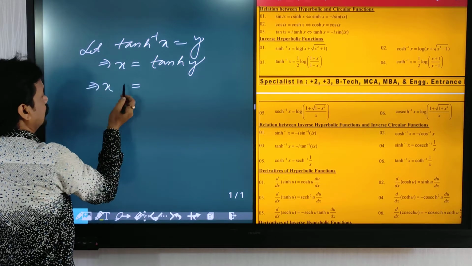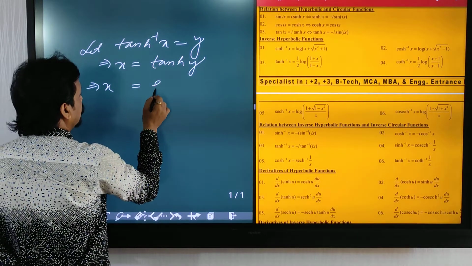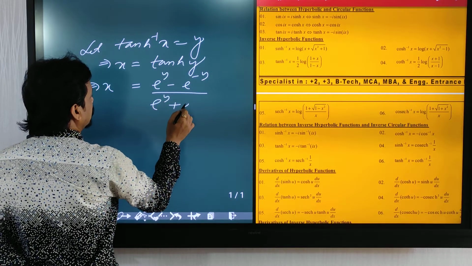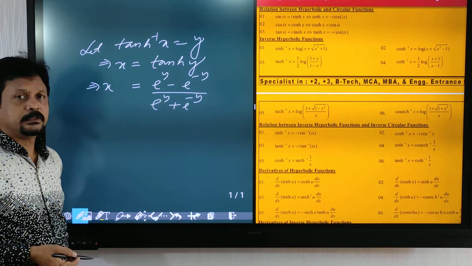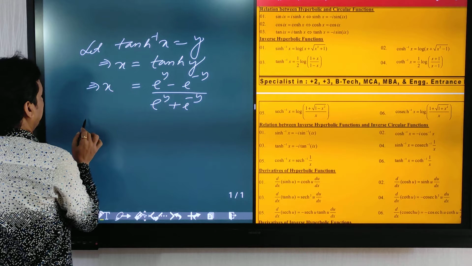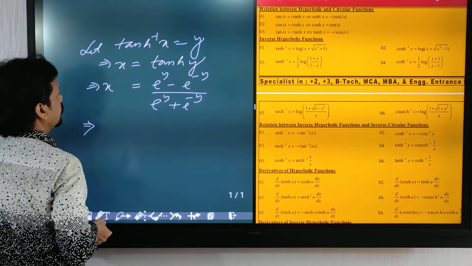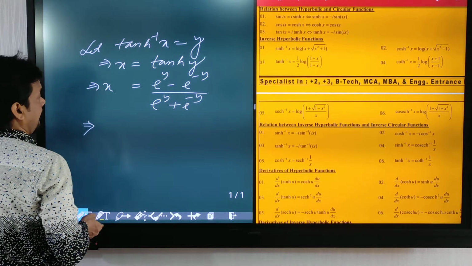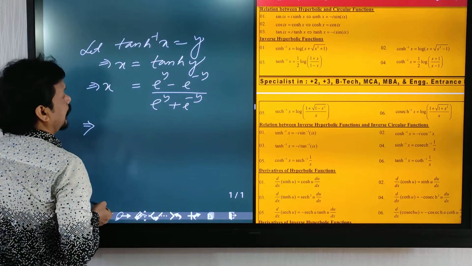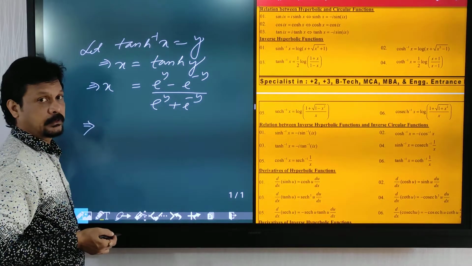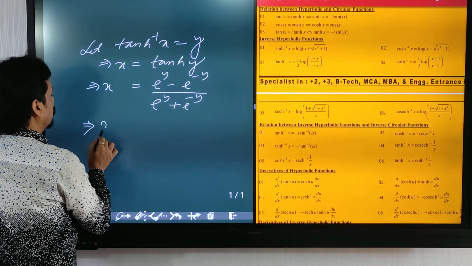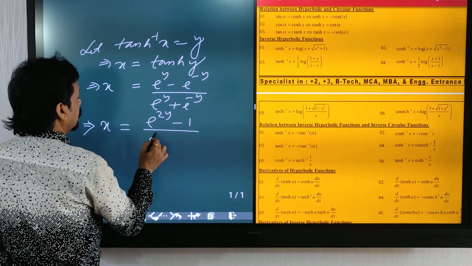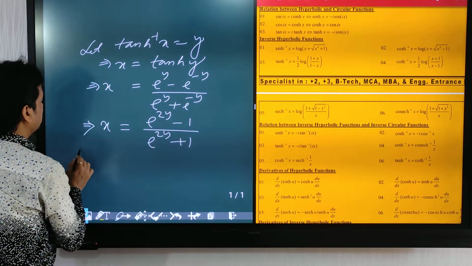And tanh y is equal to, as I have told you, e to the power y minus e to the minus y divided by e to the y plus e to the minus y. This is the formula for tanh y. And how to simplify this one? Now I am multiplying e to the power y to the numerator and denominator, so that it will become e to the power 2y minus 1 divided by e to the power 2y plus 1. Then I am cross multiplying it.